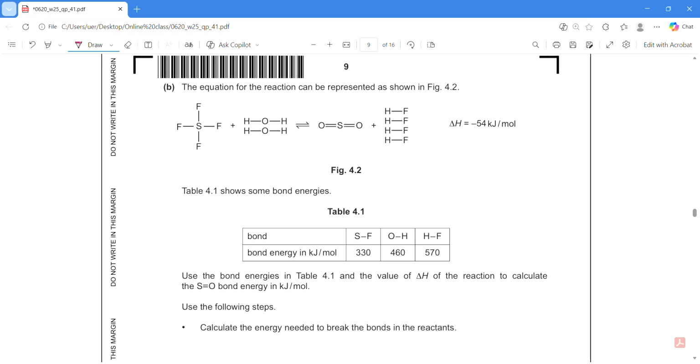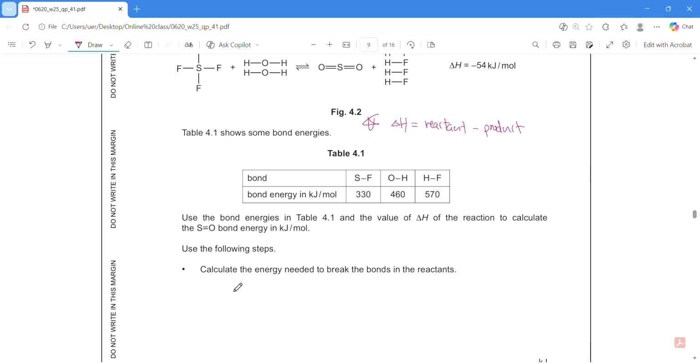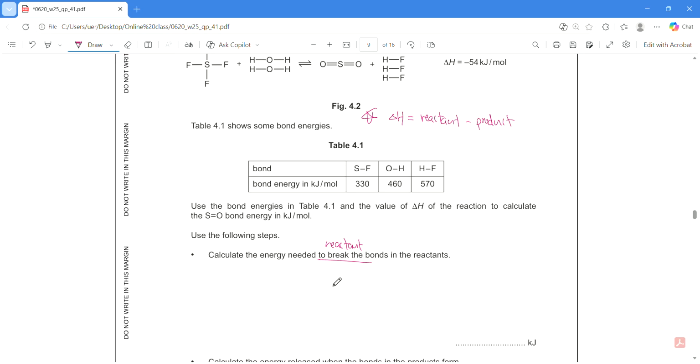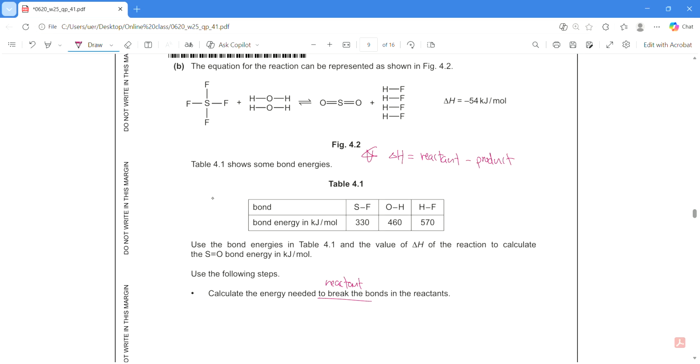Next question, the bond energy. Guys, please remember, enthalpy change formula is reactant minus product. The first one asks you to find energy to break the bonds. Energy to break bonds basically means your reactant energy, because you want to break the bonds in reactants to form new bonds for your product. Easy concept. So here reactants energy, we have 4 S-F bond, and another 4 O-H, and you just total up these values, you get 3160. Done.